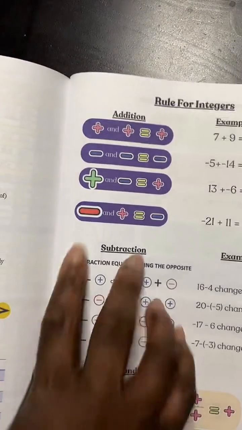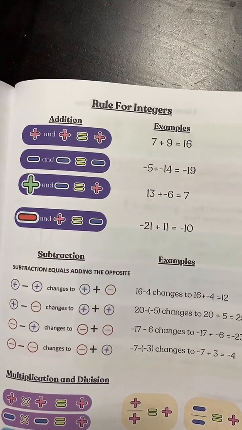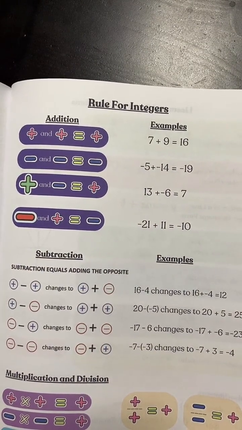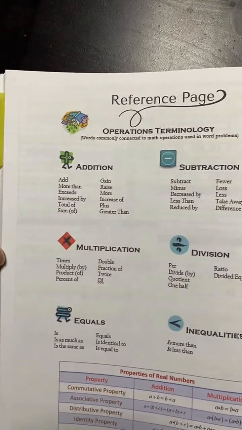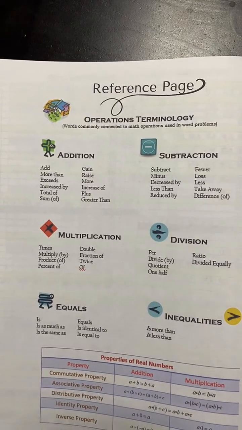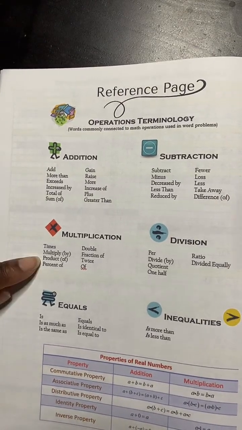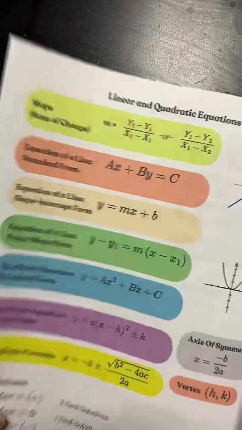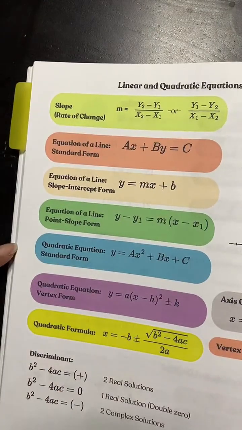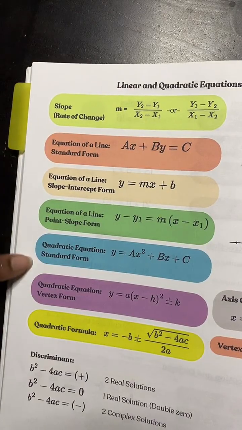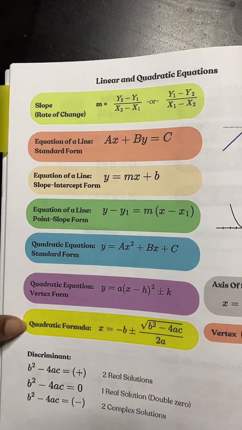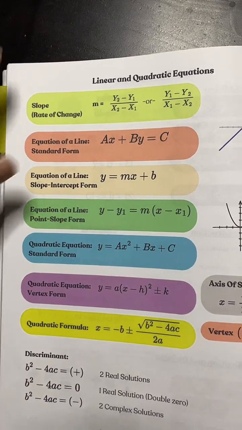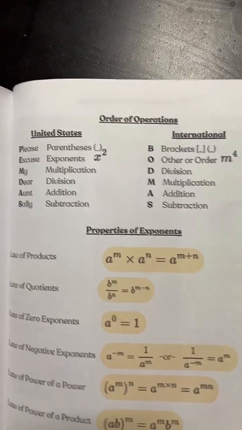And then I also have the rules of integers to keep up and just have a reminder of what your answer should be, positive or negative. Also, we have the word terminology that's mostly used for most word problems. Then we have our linear equations. Here's that standard form. Here's that standard form as quadratics. We did this one today. We also did the quadratic formula. Then we look at order of operations, exponents.